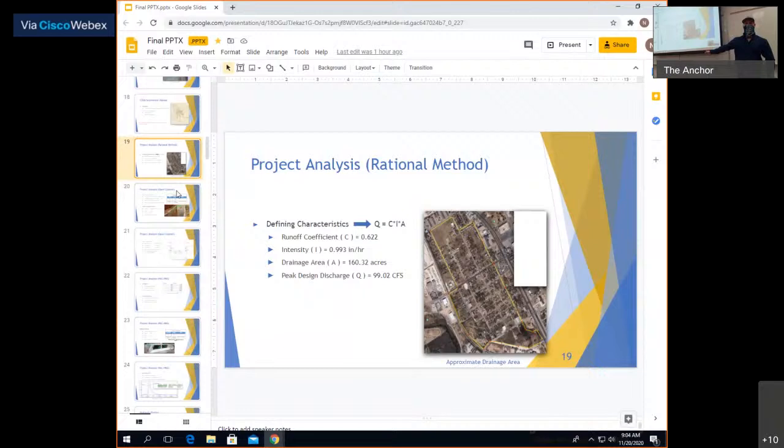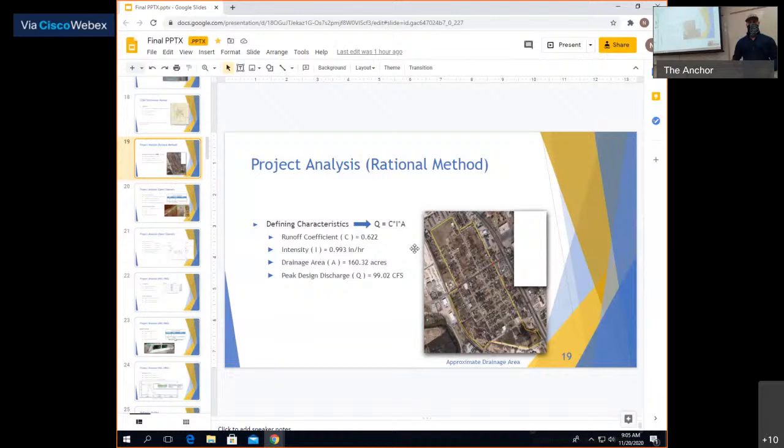What HMS gave us, the area was actually bigger than 160 acres. So it gave us an overestimate based on what we thought actually ran to the site and was conveyed to 11th Street. Would you say that HMS uses a different method of doing it? Yes, it uses a different method.